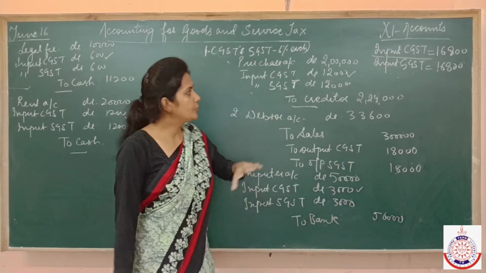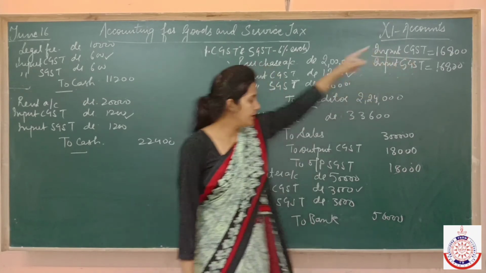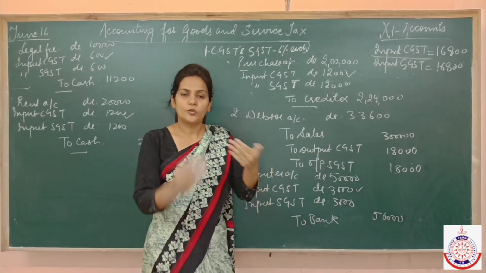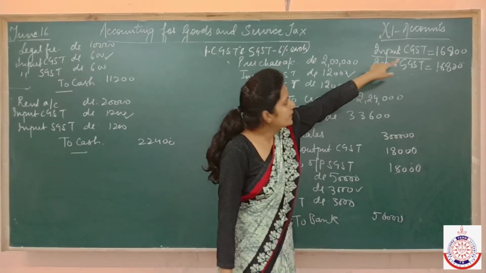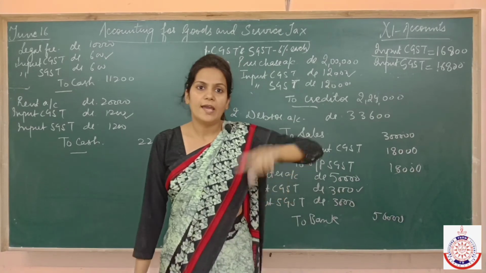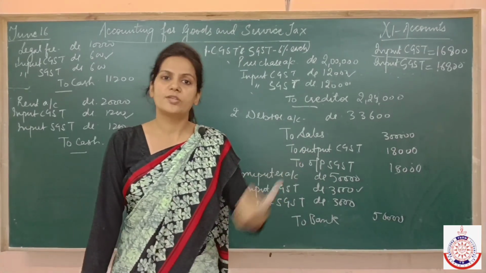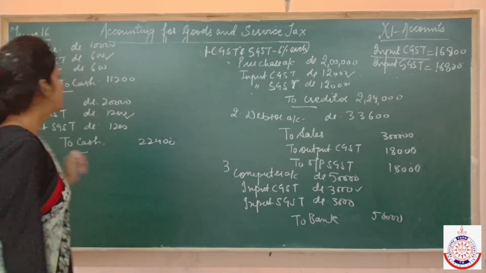So now what I will do, अब पहले इसका मीनिंग ये है कि 16,800 you have paid and 18,000 you have collected. Fine. So what you will do, out of this 18,000 you will keep 16,800 with you, and the balance you will deposit to the government. So what entry will you pass for this?